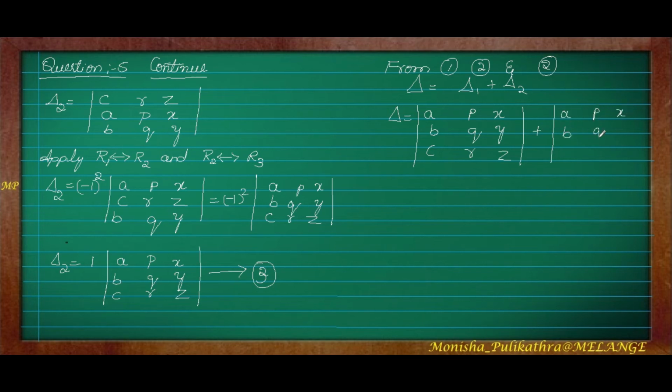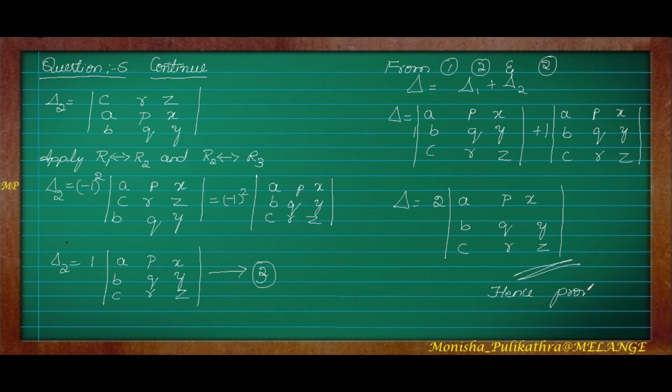APX, BQY and CRZ. Since both the determinants are the same and both are summing up here, 2 times, delta will become 2 into, because 1 here also 1 is there, 1 plus 1, 2 into APX, BQY and CRZ. So this is what we need to prove. So LHS is equal to RHS. Hence proved. I hope you understood this.